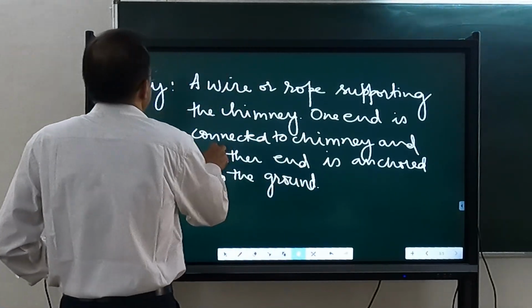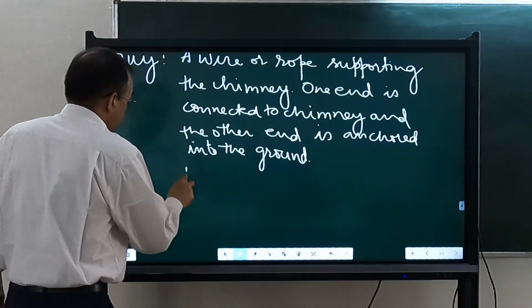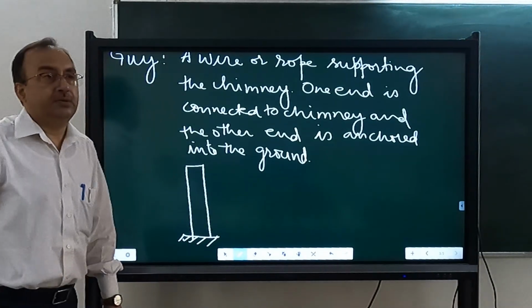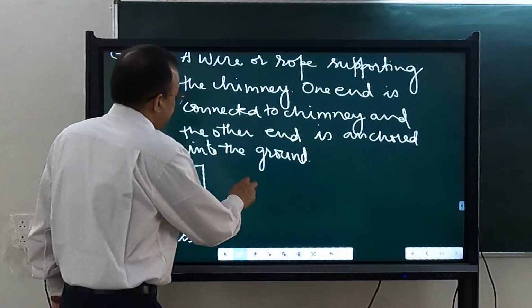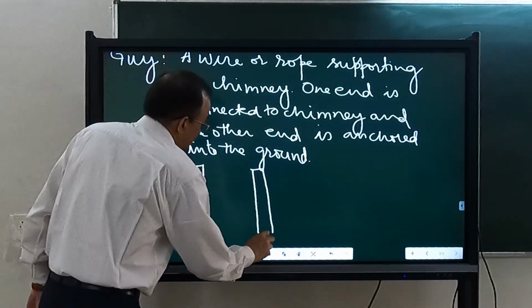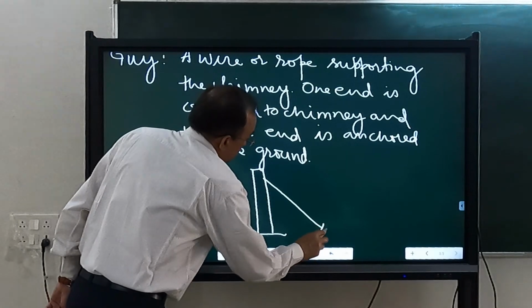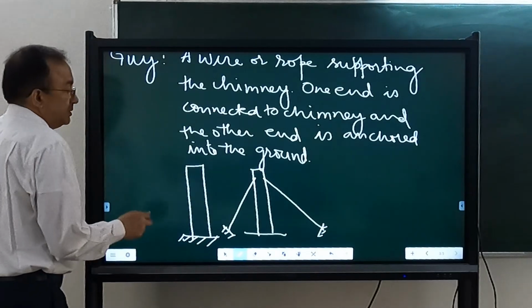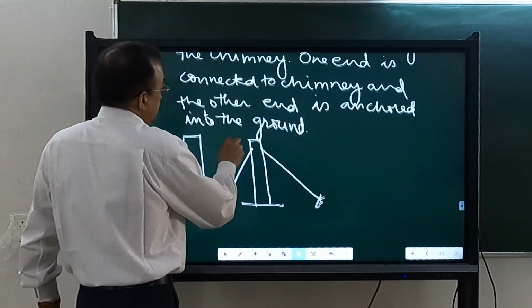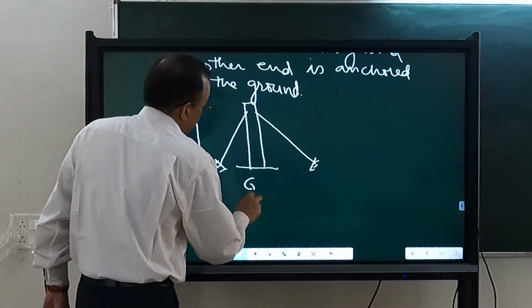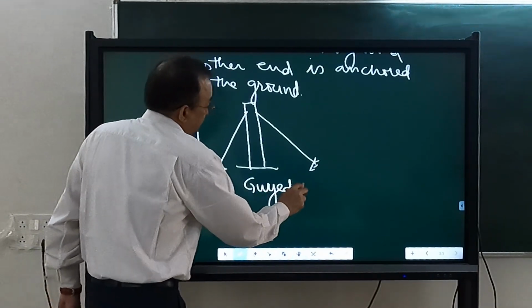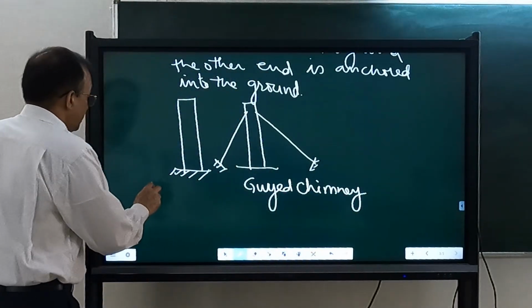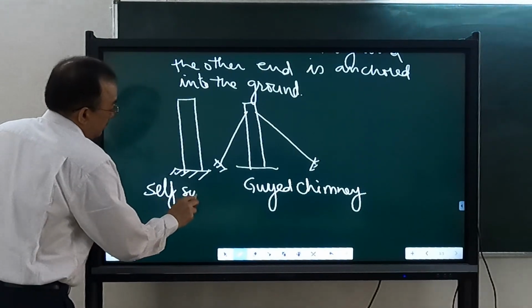So we can have a chimney which is supporting itself. It's like a cantilever. Okay. Then we can have a chimney which is supported by these guides. So this is called guide chimney, and this is called self support.